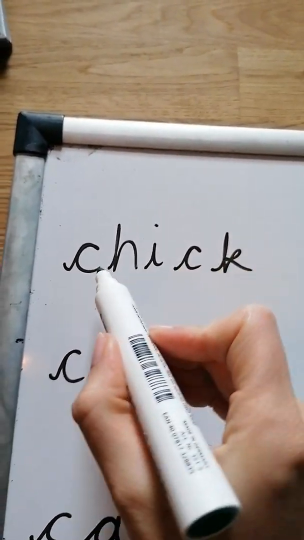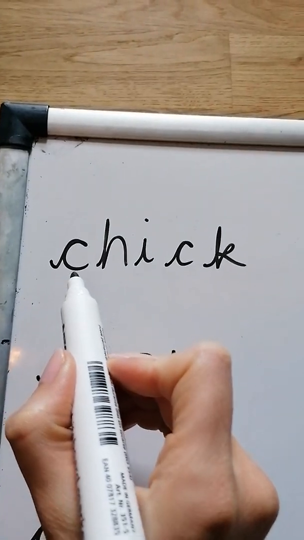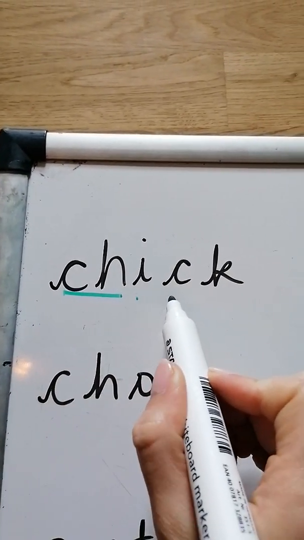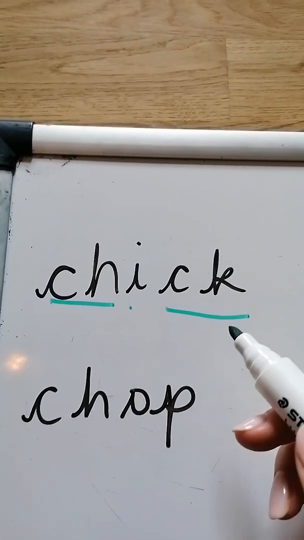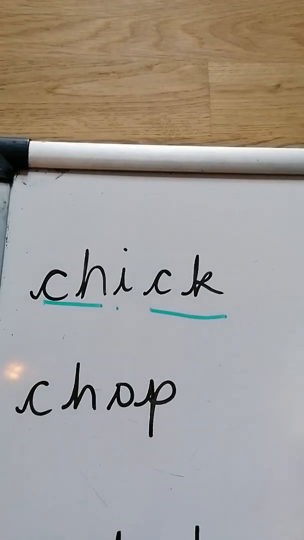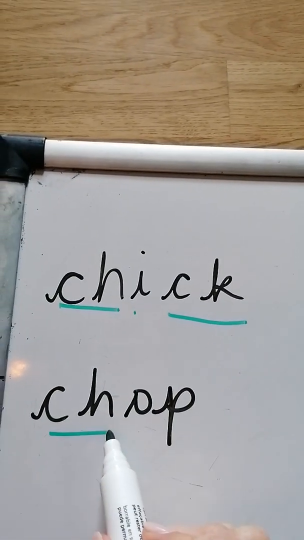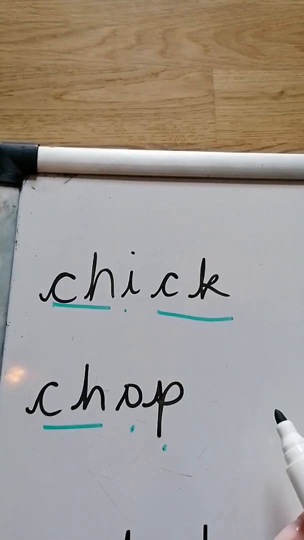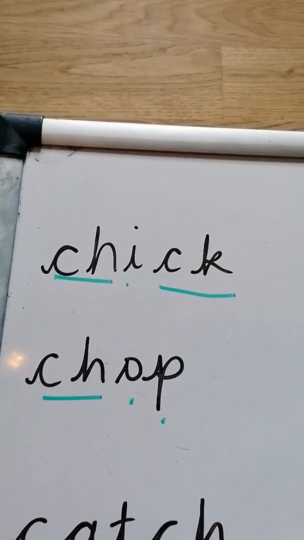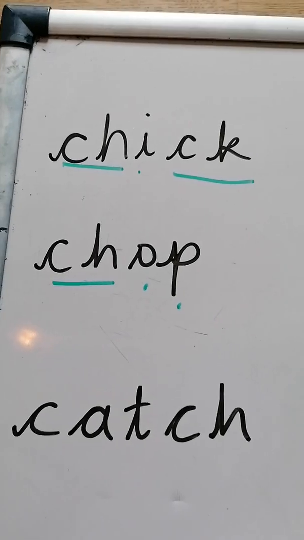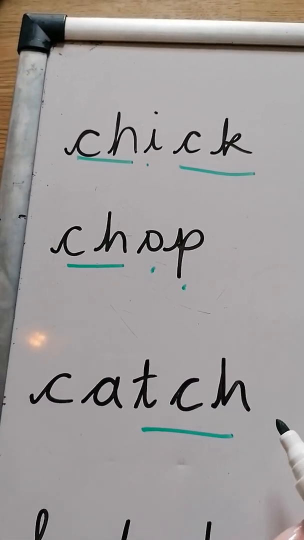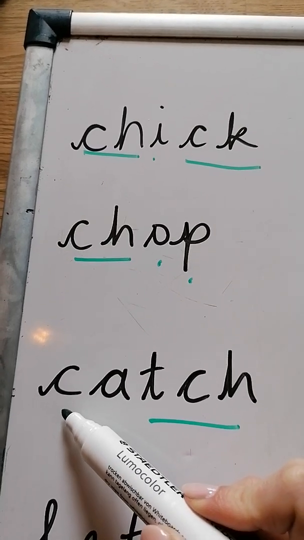So these are just the normal ch words that we already know. Your turn. All together. Ch, i, k, chick. Your turn. All together. Ch, o, p, chop. Now this word has got the ch sound in here. So your turn to read.